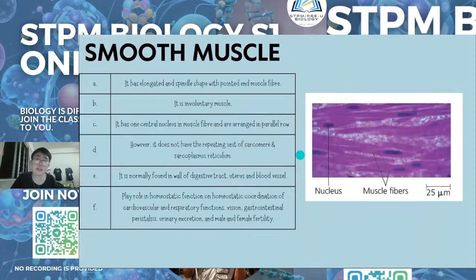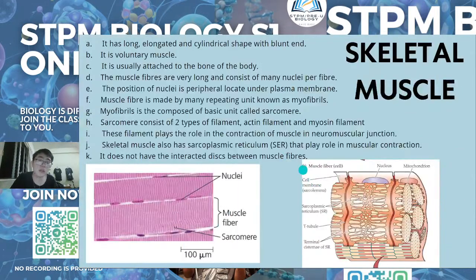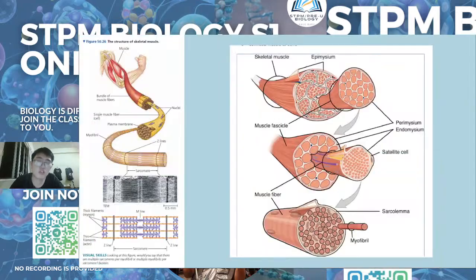So this is the basic structure of skeletal muscle. Normally the skeletal muscle function is to play a major role in contraction at the neuromuscular junction. And skeletal muscle also has the sarcoplasmic reticulum, which plays the major role in muscular contraction. So this muscle normally plays the major role in contraction.